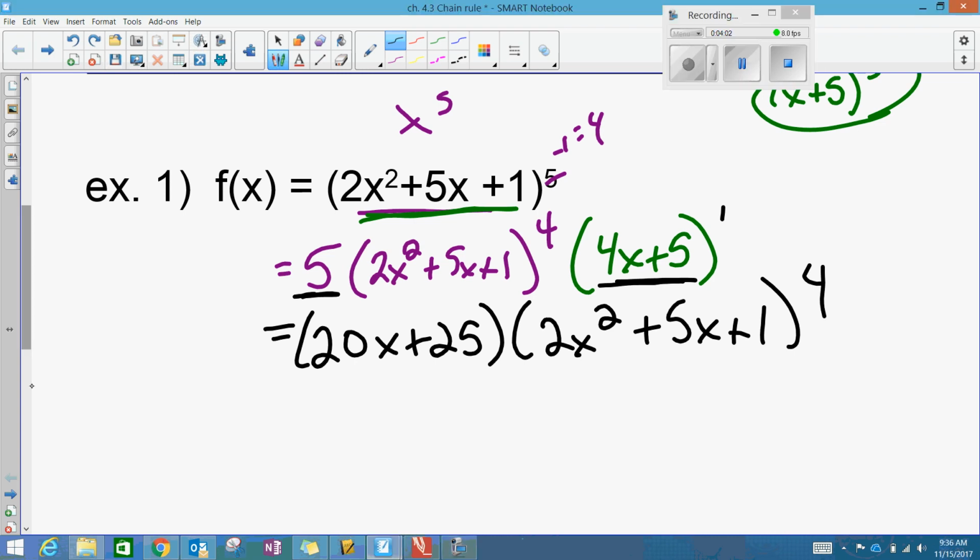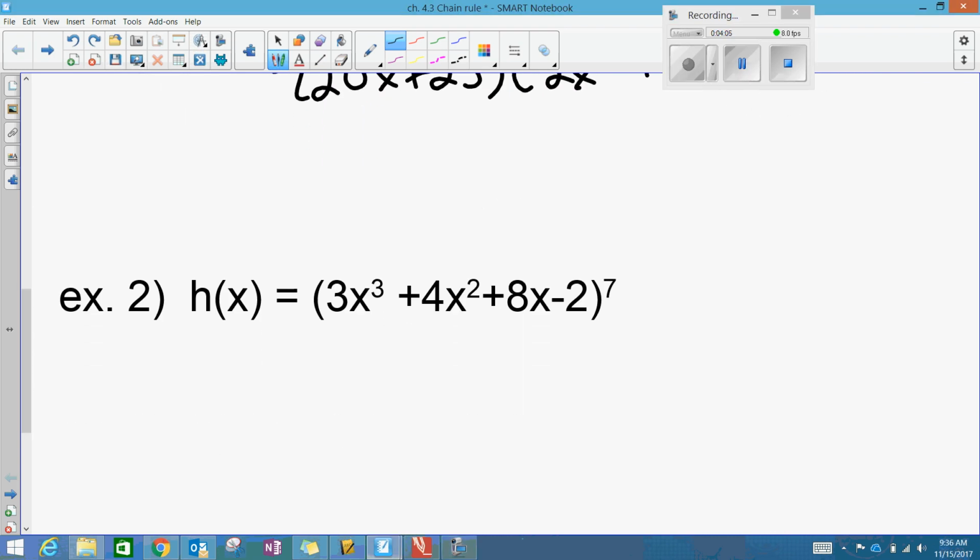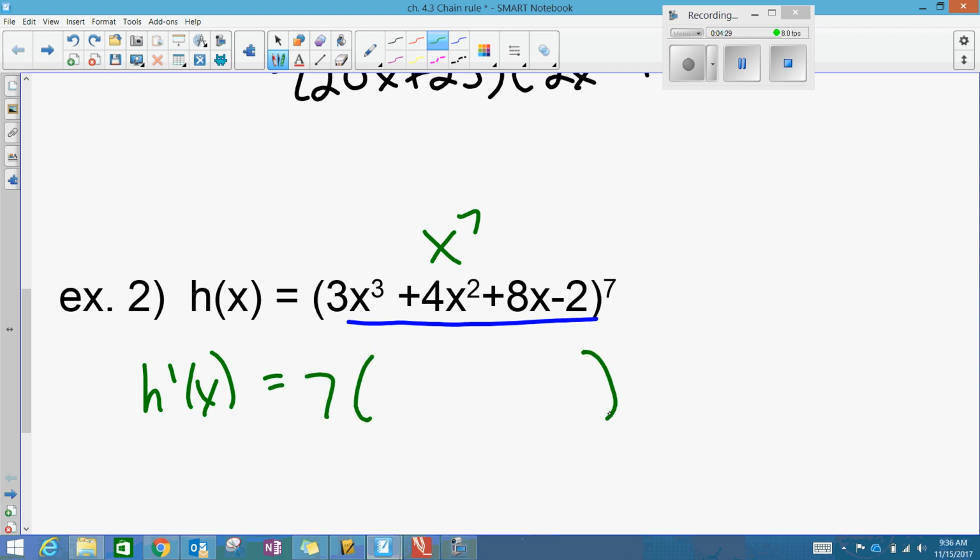Okay, now let's try another one. So looking at number 2, the outside function we can think of as x to the 7th, and the inside function we can think of as 3x to the 3rd plus 4x squared plus 8x minus 2. So to take the derivative, we take the derivative of the outside function, which is going to be bring the 7 down in front, reduce the exponent by 1. So that's the derivative of the outside, and the inside at this point stays the same.